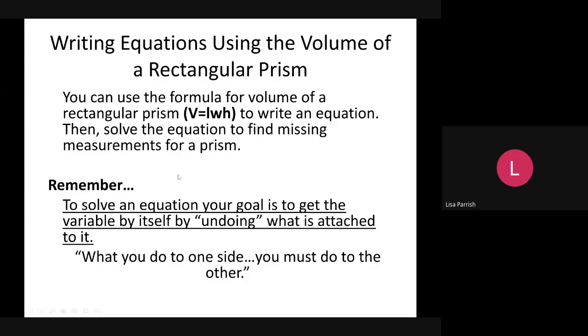But today we're going to work backwards, kind of like we did with area. We're going to know the volume, but we're going to be trying to find either the length, the width, or the height that we don't know. So remember, to solve an equation, your goal is to get the variable by itself by undoing what is attached to it. Remember when we did equations, we used inverse operations. We tried to isolate that variable by itself. So that's what they're talking about here. Remember the big rule, whatever you do to one side, you must do to the other, okay? So let's get started.